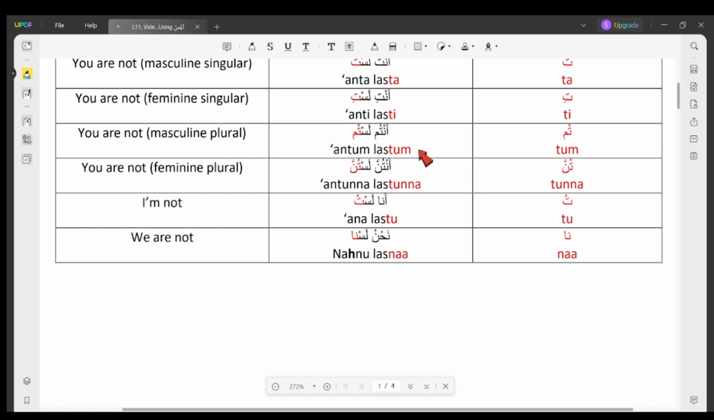أنتم لستم. And the next one, you are not feminine plural. أنتن لستن. The next one, I'm not. أنا لست. And the last one, we are not. نحن لسنا. Alright, that's all the grammar we're going to need for this lesson.